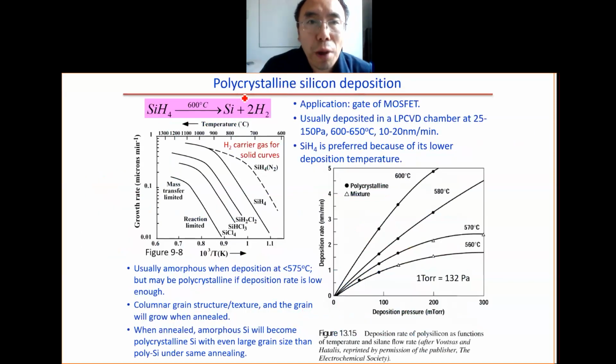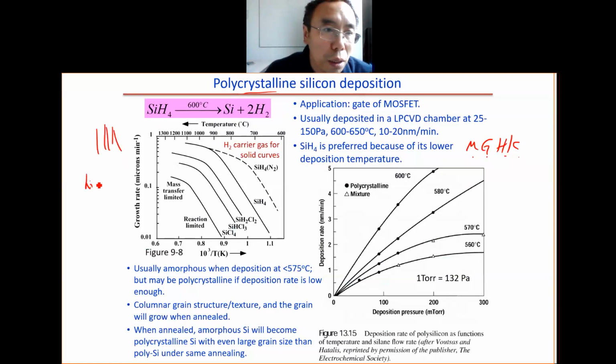Now let's look at polysilicon deposition. Polysilicon was used for the gate of the MOSFET, but today we use a metal gate with high-K material. We no longer use polysilicon for the gate material. We usually deposit it using LPCVD, low pressure CVD, because, as I said, this gives you high throughput.